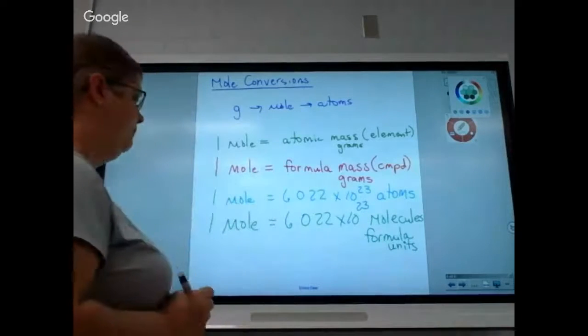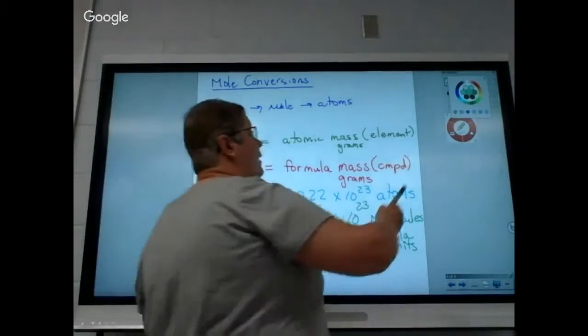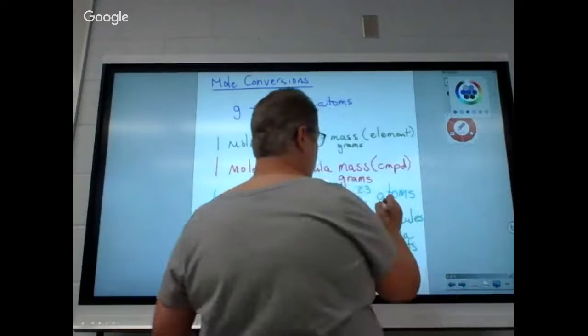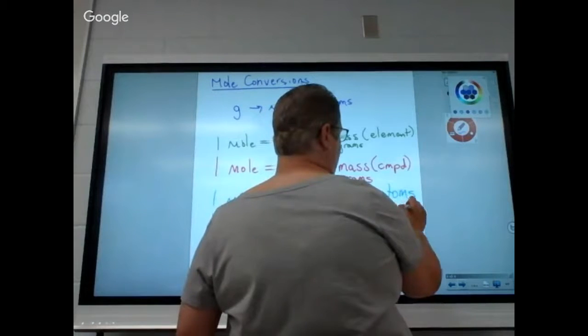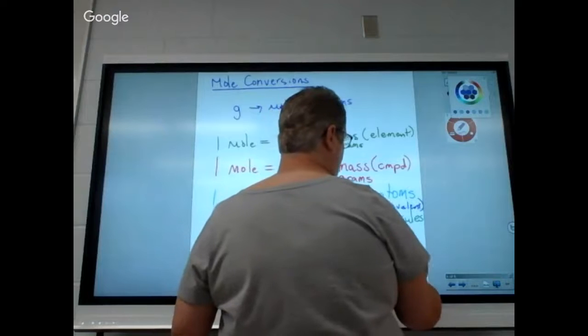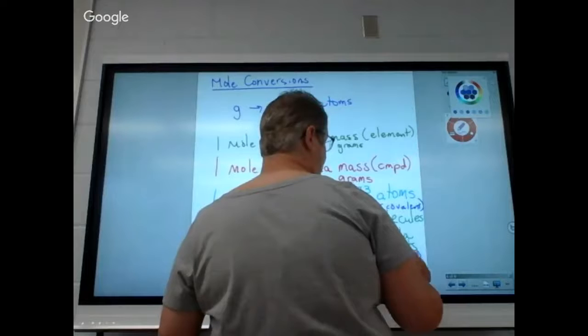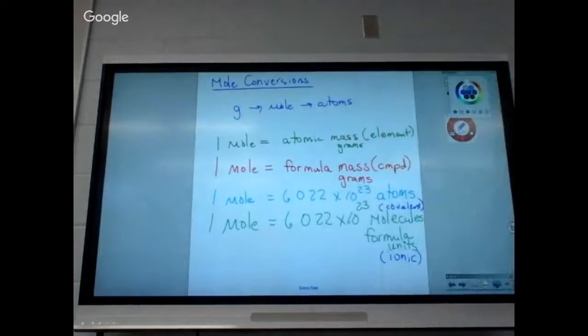Because a molecule and a formula unit are types of compounds. Now, the only difference is a molecule is covalent and a formula unit is ionic. But in terms of the math calculation, that's irrelevant. But that's the difference between the two of them. Molecules are covalent, formula units are ionic.